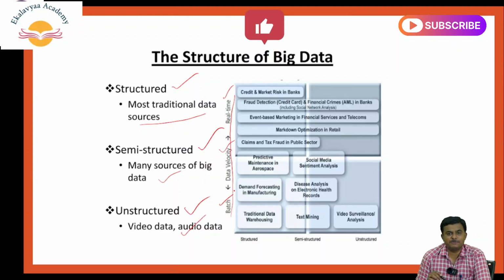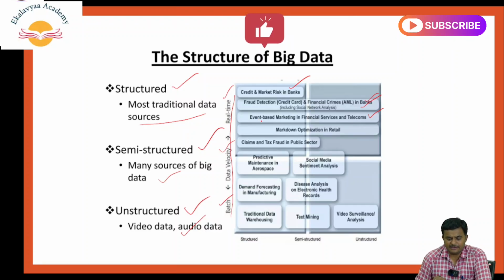Now we'll see some examples of real-time data. Credit and market risk in banks, so some credit information related to a customer or to the bank. Then fraud detection, like credit card and financial crimes in banks, including social network analysis. That is, it helps to continuously monitor the fraud detection database. If an unauthorized user tries to use your credit card information, it will be categorized under fraud detection.